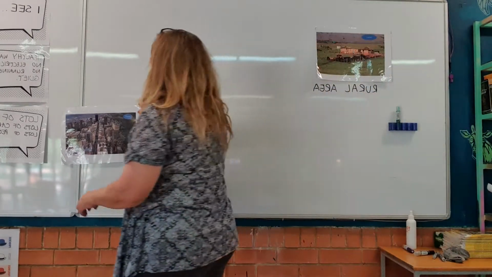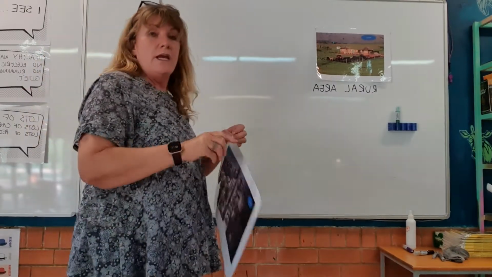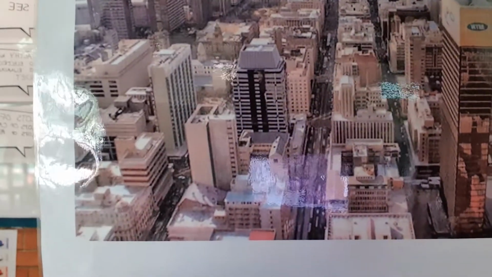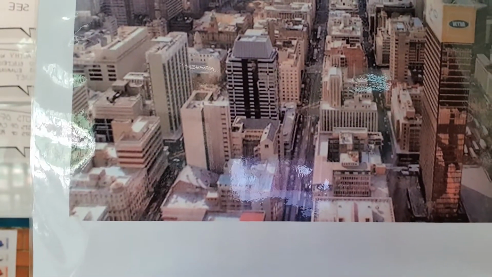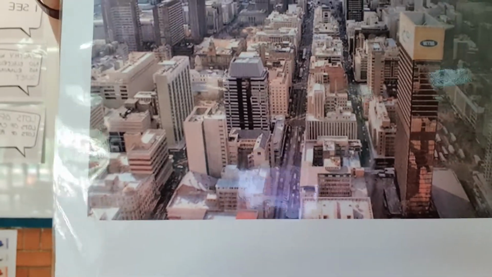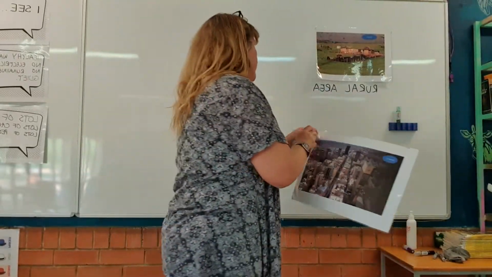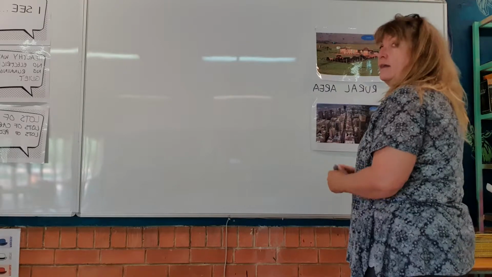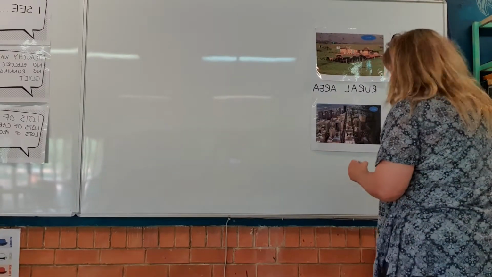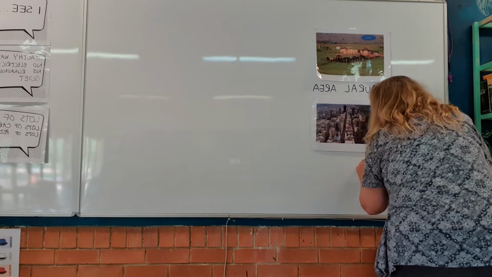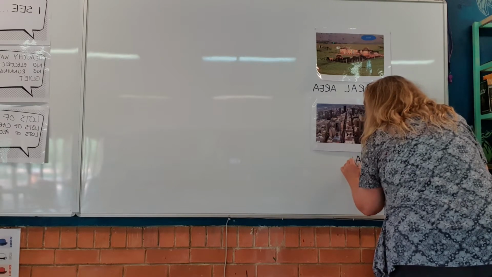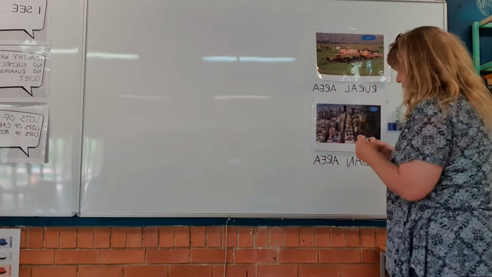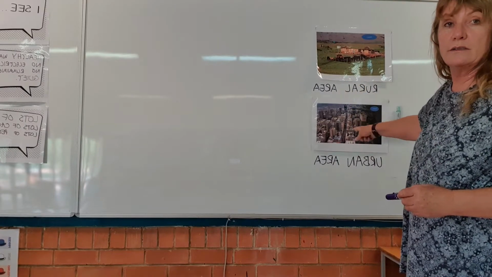And then the second picture that we are going to look at is your urban areas. There's a big picture here. You will have a copy of both of these pictures. If you have a look at this picture, you can see buildings, streets, people. Looks very busy and a lot is happening in that picture. And that area, can anybody tell me what it's called? Nobody? Okay, yes, it is a city, but we call it an urban area. And we can see a very big difference between the two areas. Very big.